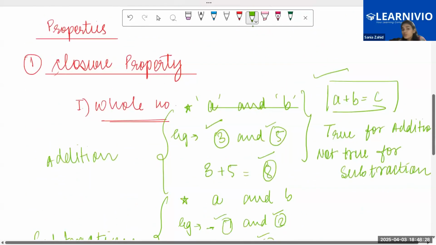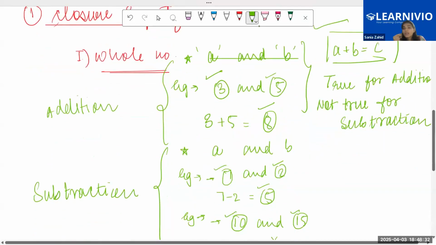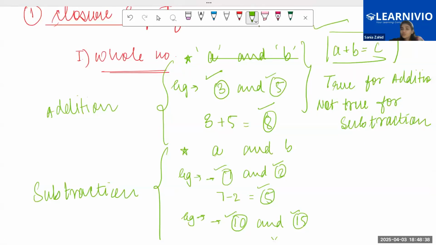So now let's revise. I have closure property for whole numbers. For whole numbers, addition and multiplication will be following the closure property, but subtraction and division do not follow the closure property. Clear? Yes, ma'am.